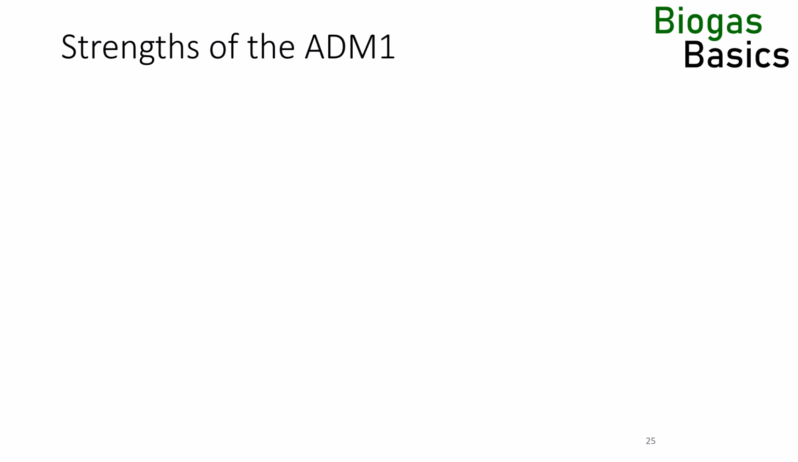So, what are the strengths and weaknesses of the ADM1? Let's start with the strengths. The model itself is rigorously structured. Its core is a matrix of 24 species and 19 reactions with clearly defined reaction rates.